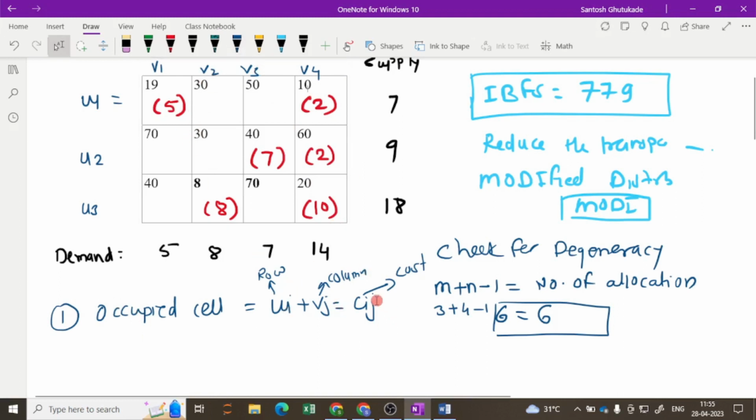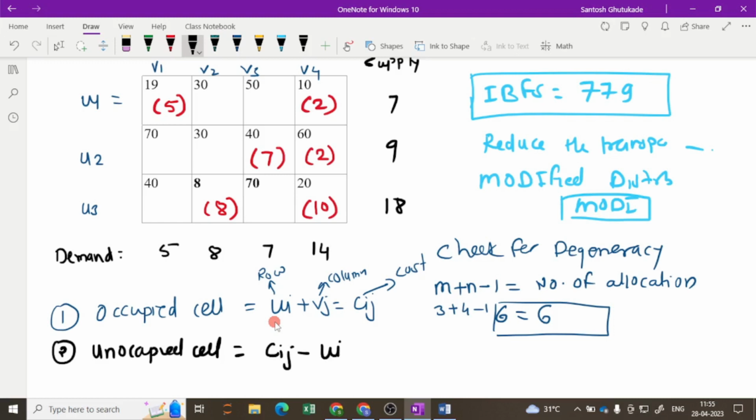Similarly, cij is nothing but the cost. Here 19 is a cost, 30 is a cost, 50 is a cost, 10 is a cost. So this is the relation for occupied cells. We solve first for occupied cells, and then for unoccupied cells. For an unoccupied cell the relation is cij minus ui minus vj. Now we know cij is the cost, u is for the row, and v is for the column. How to use this relation we will see in the next table. Here we know the initial basic feasible solution for this problem is 779.